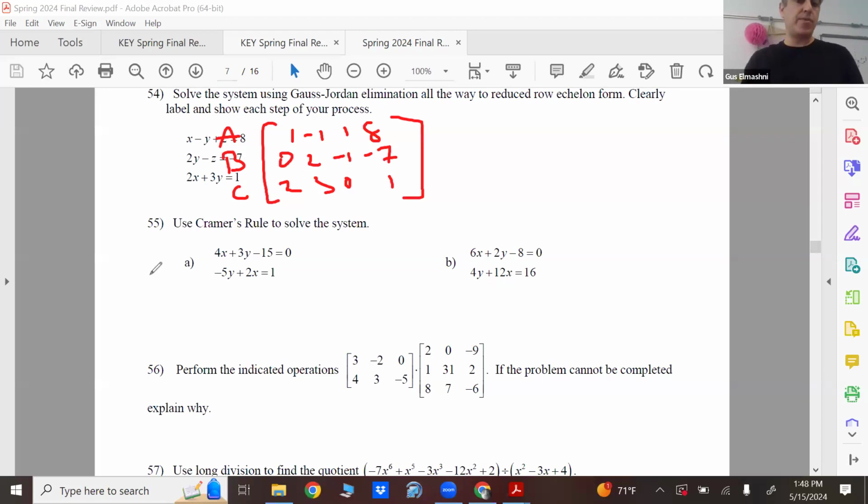I think what makes sense first is to do 2A plus B. Why do you think I'm doing that? What would that accomplish? If I multiply A by 2 and add it to B. Yeah, actually, I think I kind of make it worse. I'm going to take it back. So it's okay to change your mind. I'm going to do B plus A instead.